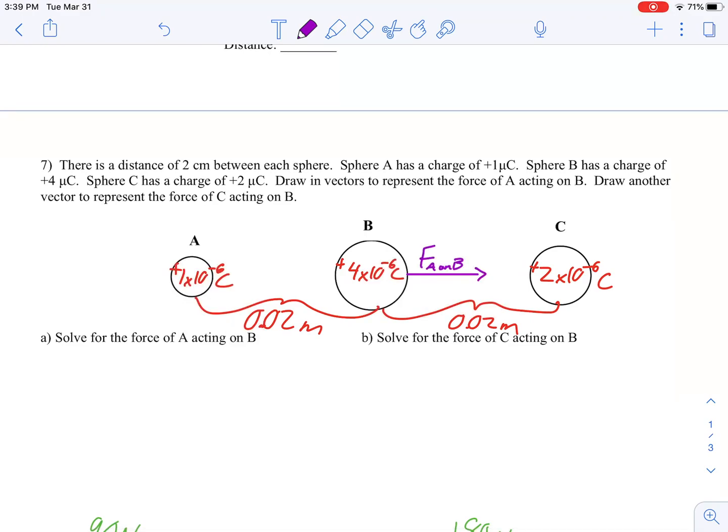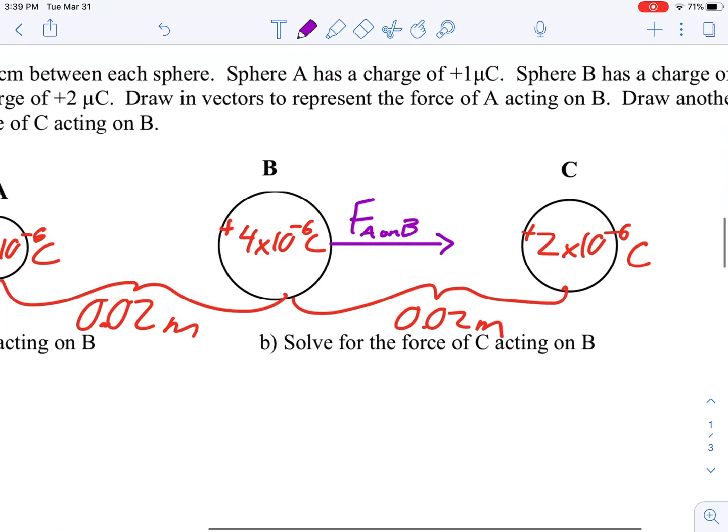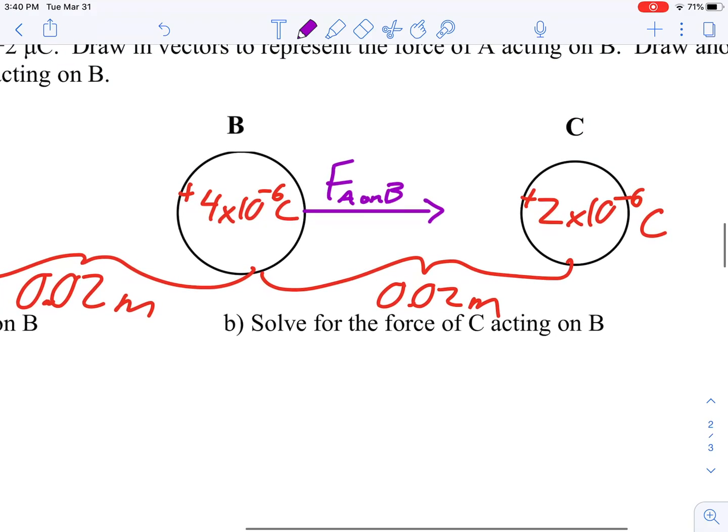It says draw another vector to represent the force of C acting on B. So is C going to pull B to the right or push B to the left? Remember, they're both positives. They're like charges. So it's going to push it. They're going to repel each other.